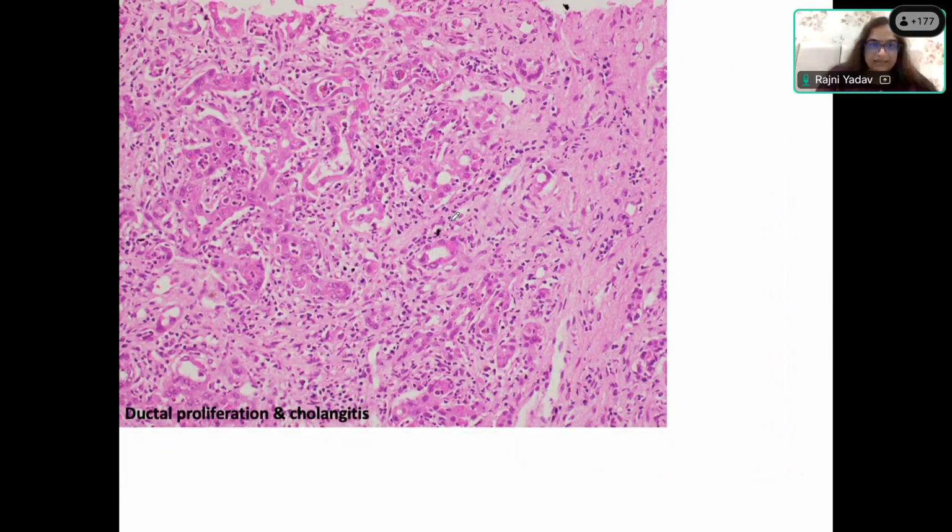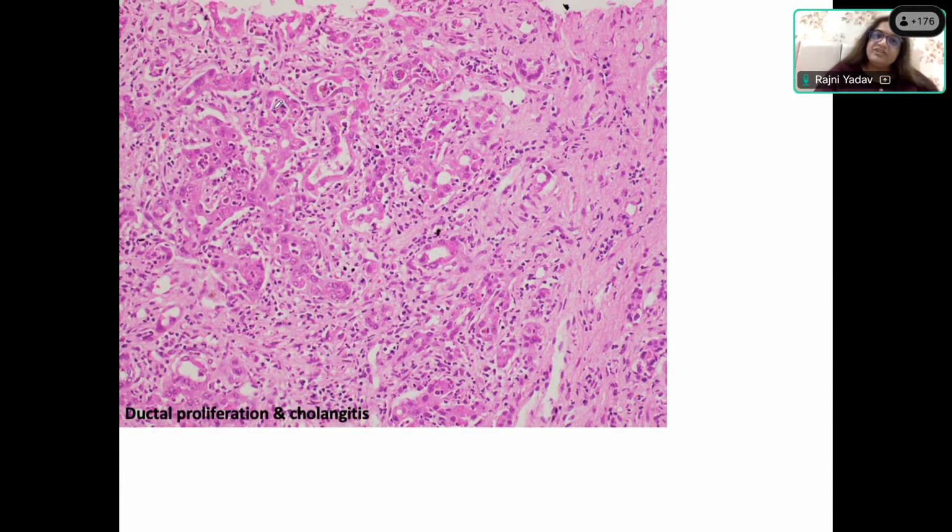Now let's go to the higher power. So these are the portal areas and the fibrous septae. See these ductal structures. The ducts are actually damaged. That's why there is a ductal and ductular proliferation. If you see this kind of structure which doesn't have a lumen, you will call it a ductule. If it has a lumen, you will call it a duct.